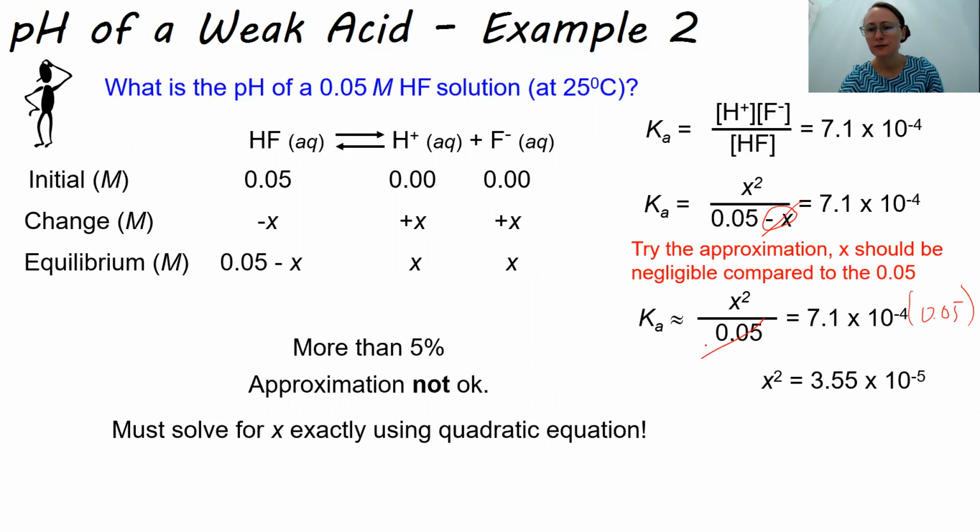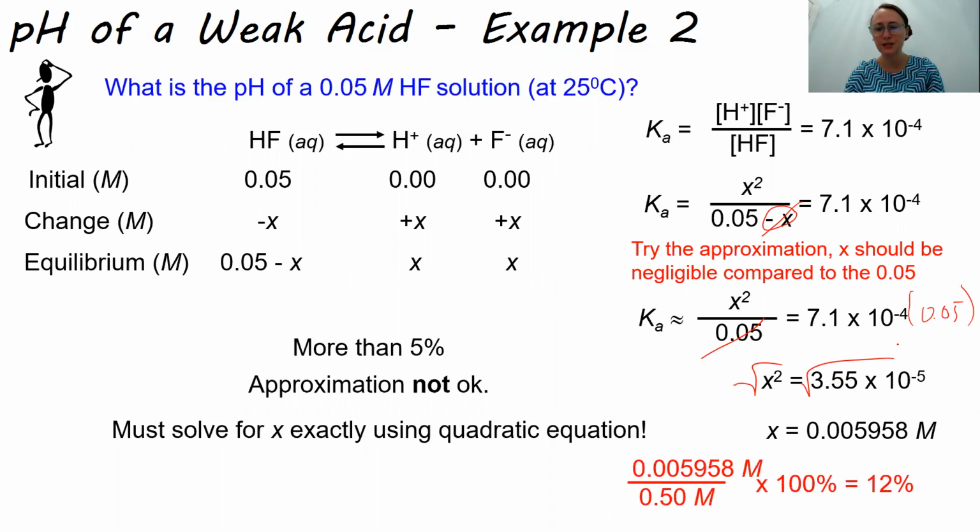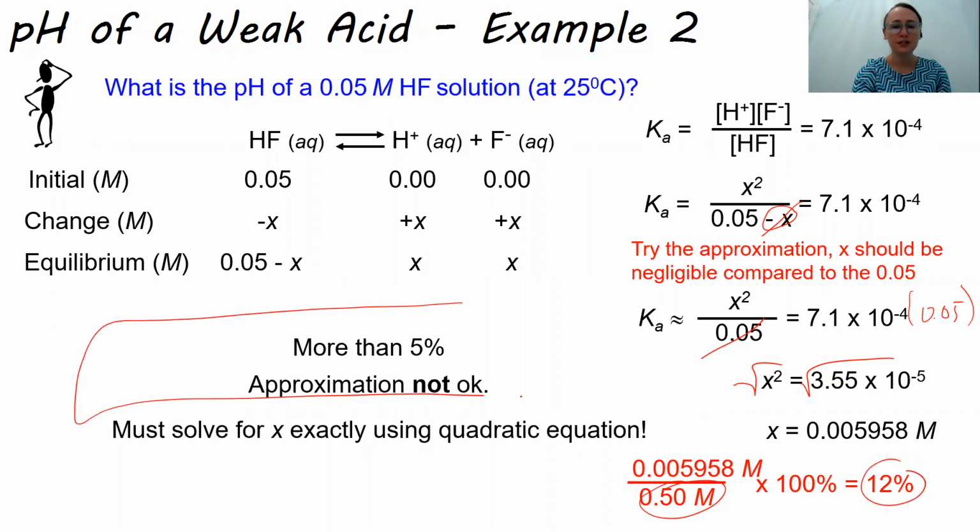and get x squared equals 3.55 times 10 to the negative 5, and if I take the square root, I get x is equal to 0.005958. If I check the approximation by taking x over the original concentration, I get 12%. So the approximation is not okay, but the math is so fast here. All I did was multiply Ka and the concentration, take the square root, and then check the percentage. That is much faster than using the quadratic.